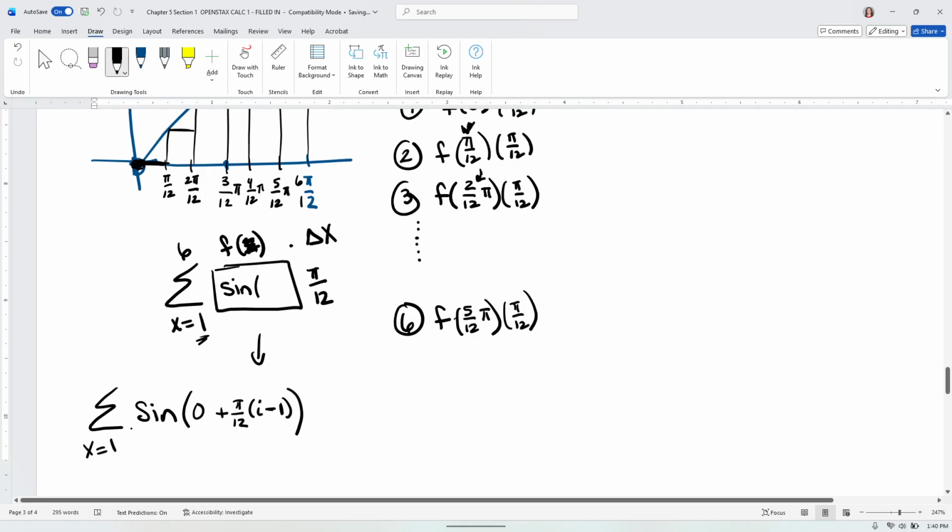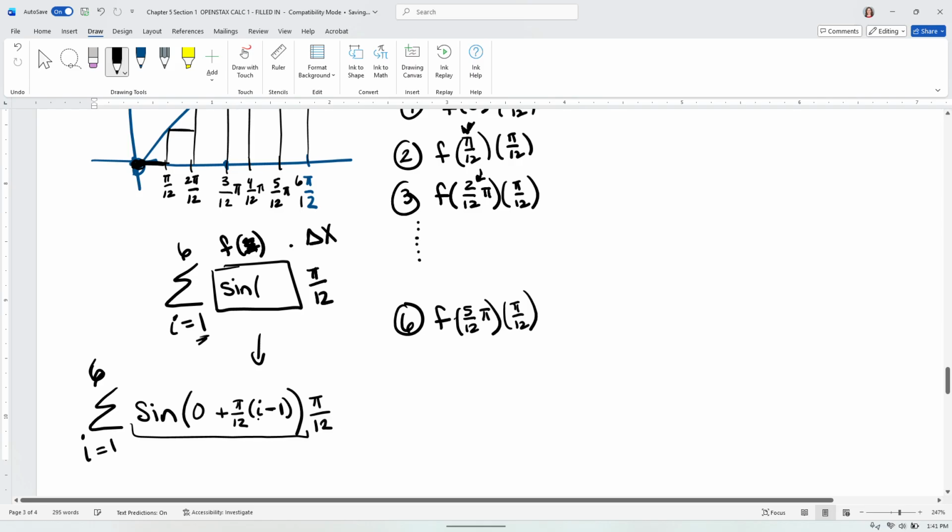Okay, so this is your f of x, and then your width. So your height is calculated this way. If you don't believe me, look at the picture and throw some x's in. Oh, I put I there and I put x there. Silly. I have to be consistent. And then I go to 6. Okay. Now, I'm going to grab my calculator and put this in.